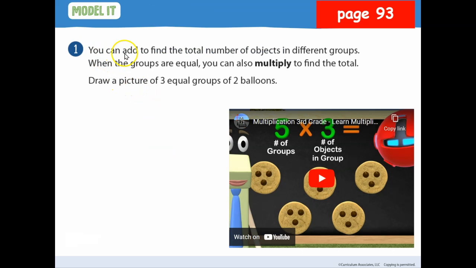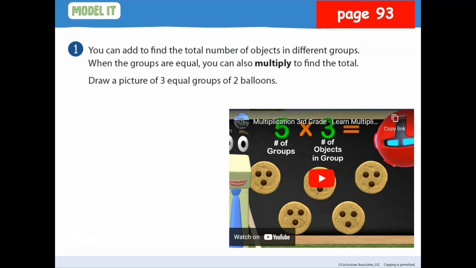Okay. It says you can add to find the total number of objects in different groups. When the groups are equal, you can also multiply to find the total. Okay. So look on page 93. You ready? What does it say? Draw a picture of 3 equal groups of 2 balloons.